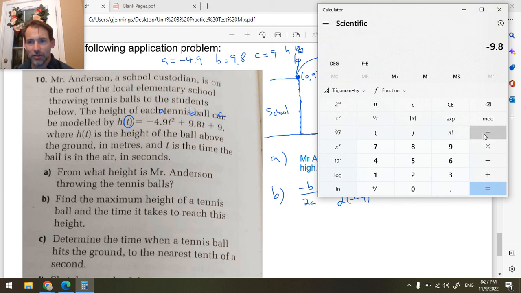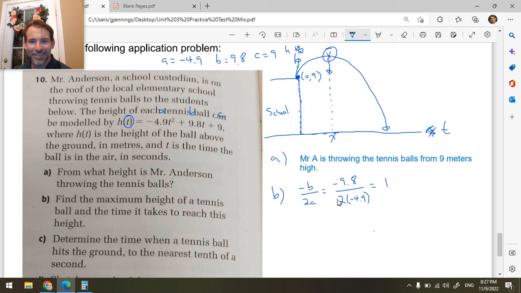Negative 9.8 divided by 2 times negative 4.9. Equals, okay, I need brackets. I need brackets in my calculator, or else I'm doing like the internet troll meme, weird math meme thing. Negative 9.8 divided by bracket 2 times negative 4.9, and the bracket equals 1. Okay, because 2 times negative 4.9 is negative 9.8. That's how I know. Okay, so it happens at 1 second.